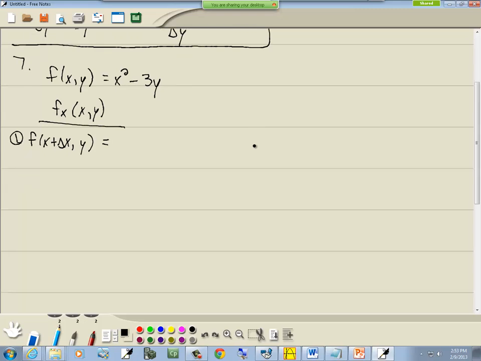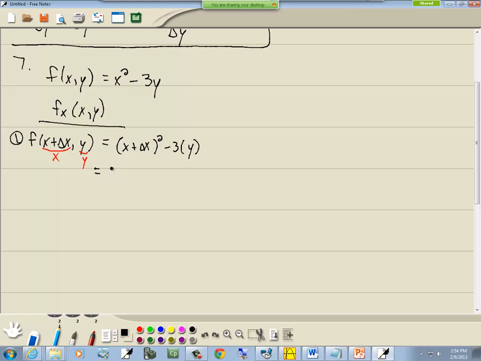Okay, so we saw this in an earlier lesson. This will plug in for x, this will plug in for y. So the y doesn't change. I'm going to go through where my x is and put parentheses, and where my y is, I put parentheses. The new x is x plus delta x, and the new y is y.